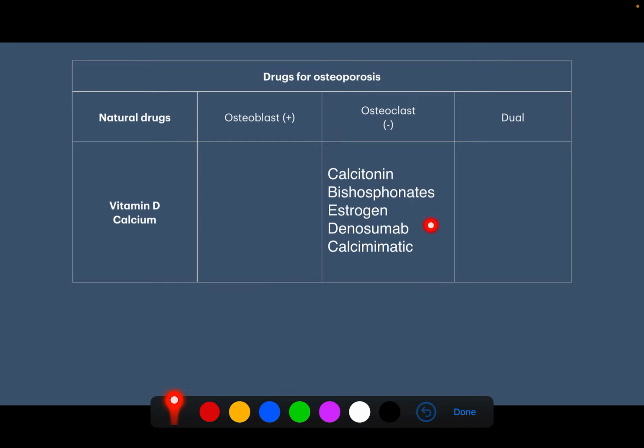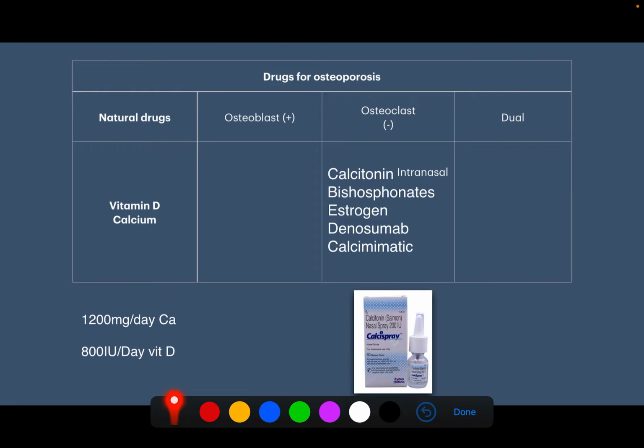So the first class of drugs we are doing is osteoclast inhibitors. So these are the drugs. Now calcitonin here is taken by the intranasal route. This is the drug that you can see. Done. Now the calcium dose is 1200 milligram per day. The dietary calcium uptake is around 200 to 300, and the drug intake and the dietary intake combined should be how much? 1200. Done. And the vitamin D dose is 1800 international units.